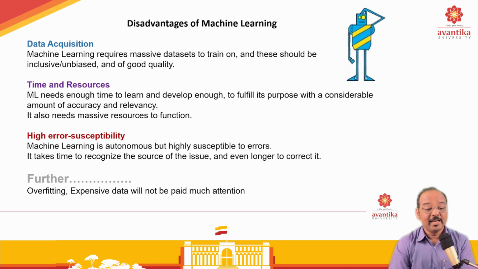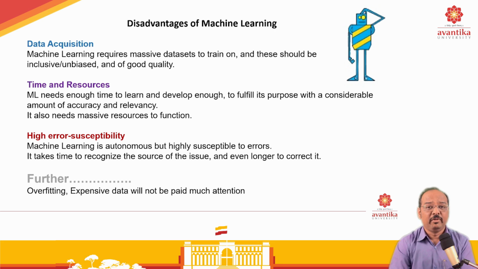A further disadvantage of machine learning is high error susceptibility. Machine learning is autonomous, but very susceptible to errors. If something goes wrong in terms of the training, or in terms of segregation, the accuracy will definitely fall.